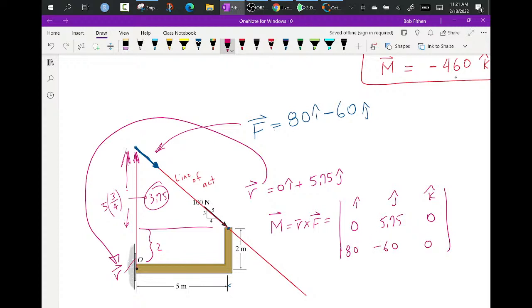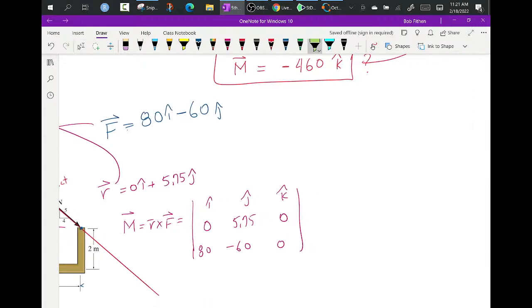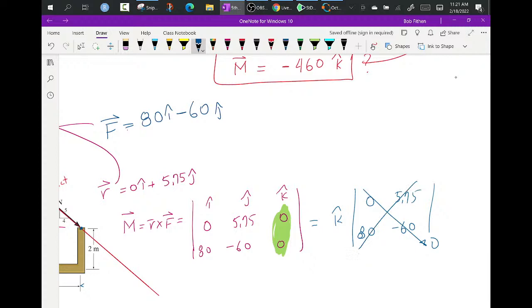Still put my nothing. Now, again, the fact that this is in here means there's no I or J component. So I can head off and just say, well, my K component is going to be 5.75, 80, and minus 60. Okay, that's nothing. This, since it's in the opposite direction, will be minus. So remember, you do plus this way and minus this way. 5.75 times 80. Oops, 80.